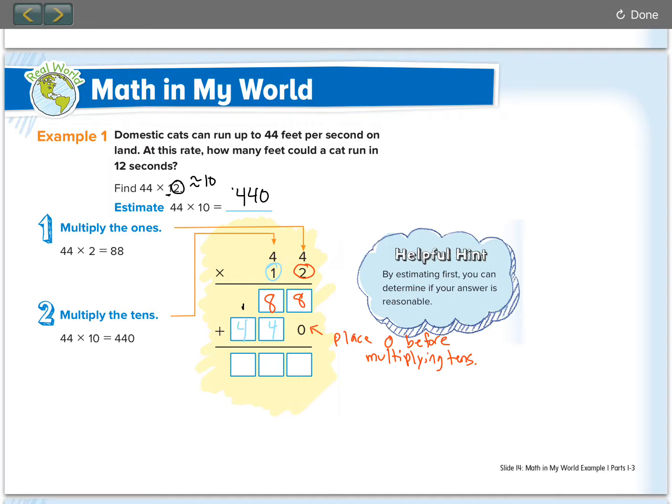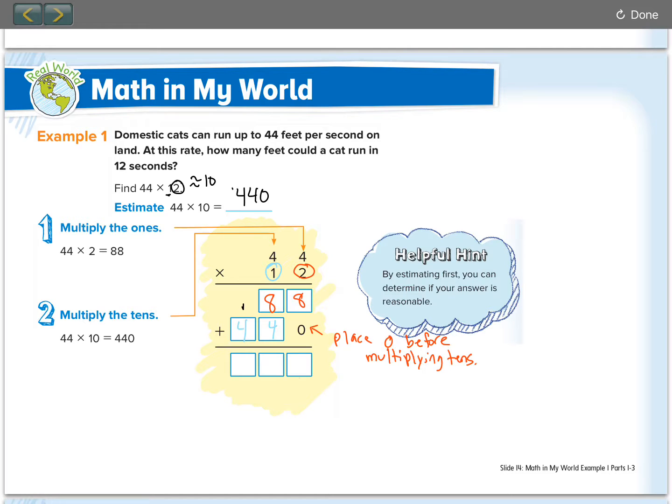In step 1, I'm going to multiply the ones. 2 is in the ones column. So I'm going to multiply 2 times 4, which is 8. I record that under the 2 in the ones column. Then I'll multiply the 2 times the 4 in the tens column. 2 times 4 is 8, so I record 8 in the tens column.